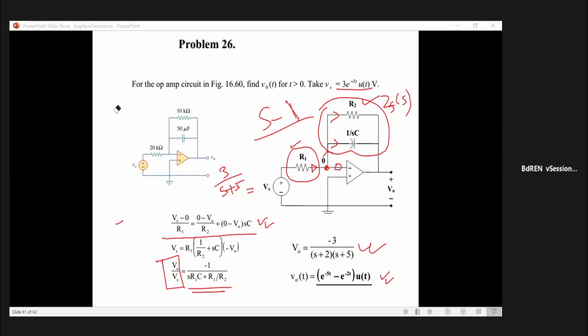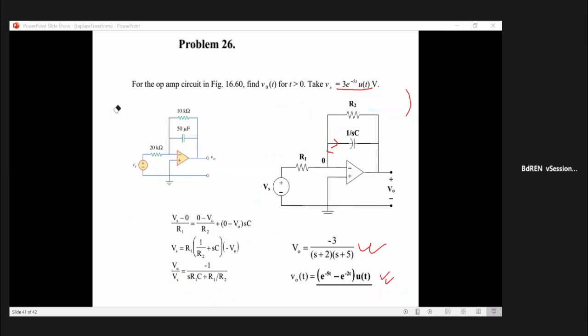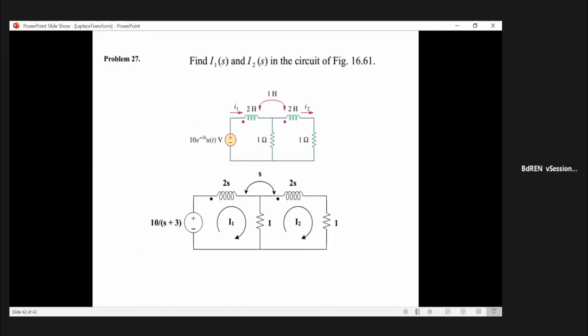Vo(s) by Vi(s) is determined. You can also calculate the impulse response by taking this inverse, or if your input is given, you can find the output. Along with this, we may have our electrical system that might call a magnetic circuit.